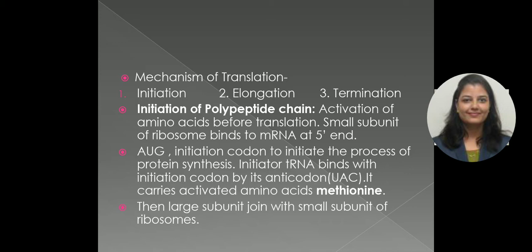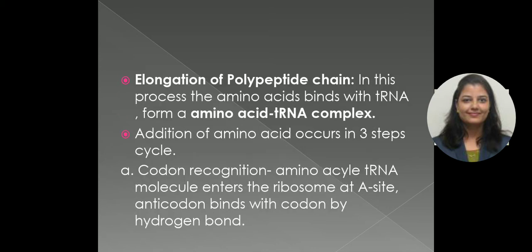After the activation of amino acids before translation, the small subunit of ribosomes binds to mRNA at the 5' end. AUG, which we had already studied, is the initiation codon to initiate the process of protein synthesis. The initiator tRNA binds with the initiation codon by its anticodon, that is UAC. It carries the activated amino acid, that is methionine. Then the large subunit joins with the small subunit of ribosomes.